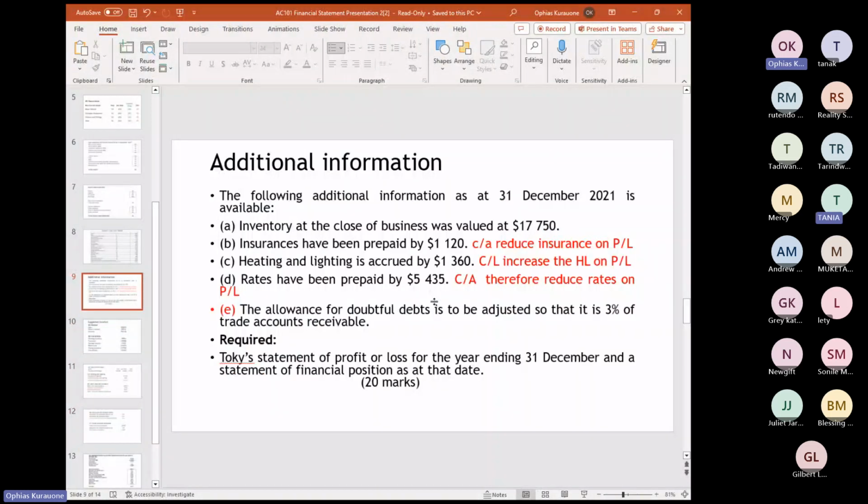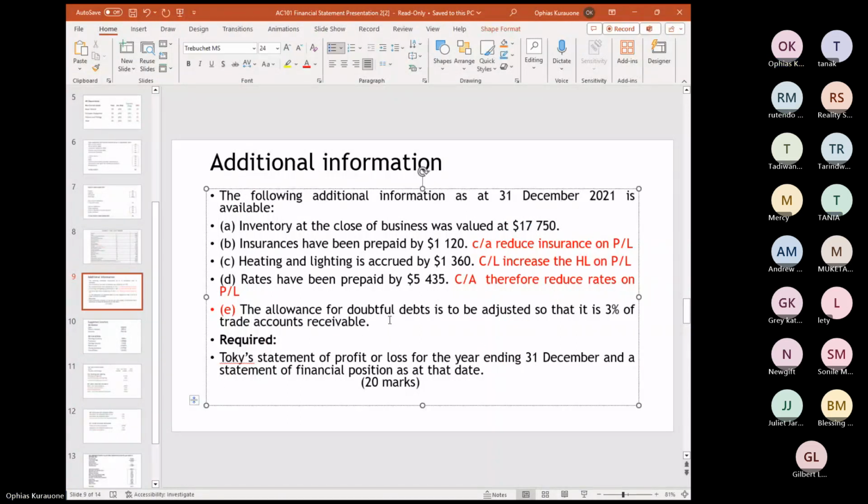We are still here. The allowance for doubtful debts to be adjusted so that it is 3% of trade account receivables. So this one you adjust on the what? It reduces our account receivables, it reduces the account receivables. It reduces the account what? Receivables, and increases the expenses on that.